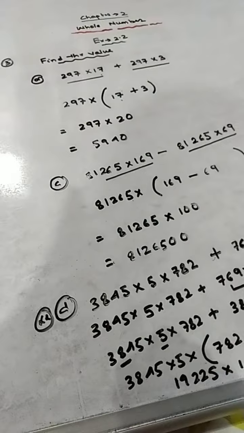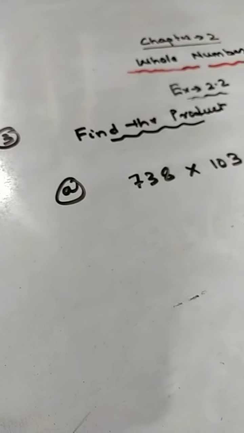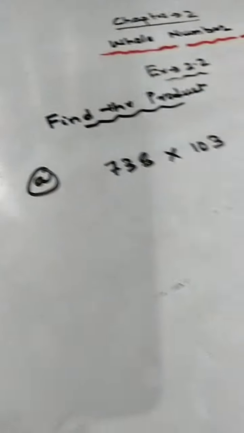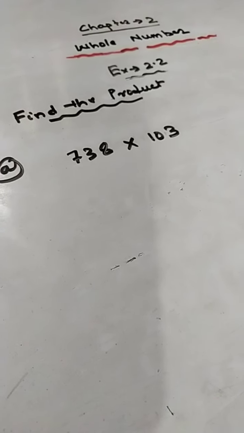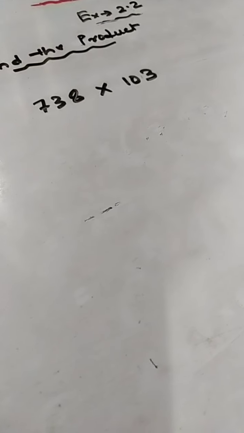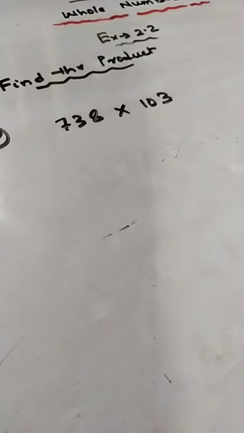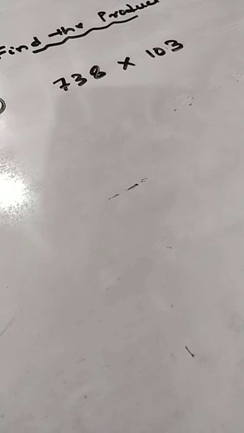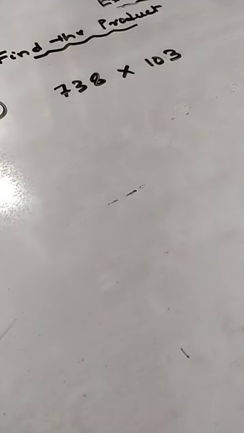Okay, so now let's move on to sum number 4. Question number 4, sorry, I have written 3. In question number 4, we have to find the product using suitable properties. This time the only property we'll be using is the distributive property. Distributive property is of two types: distributive property over addition and distributive property over subtraction. Here we'll use distributive property over addition.